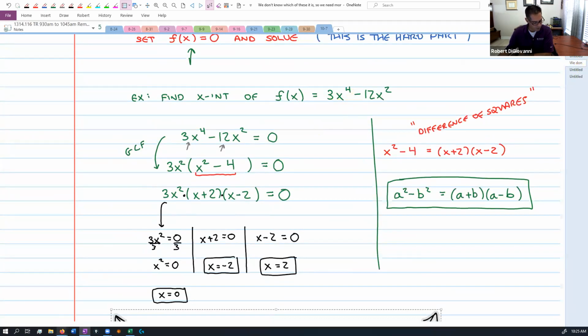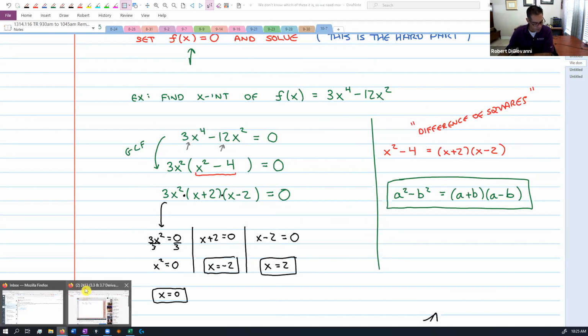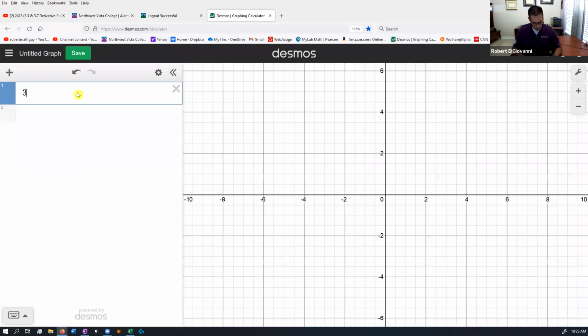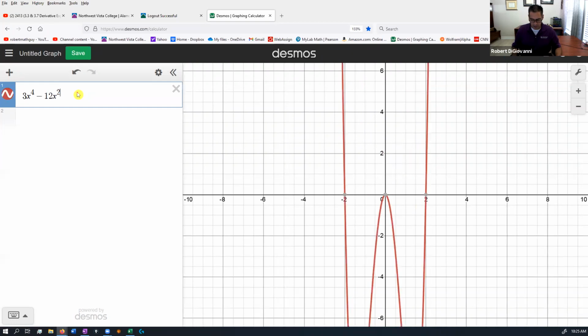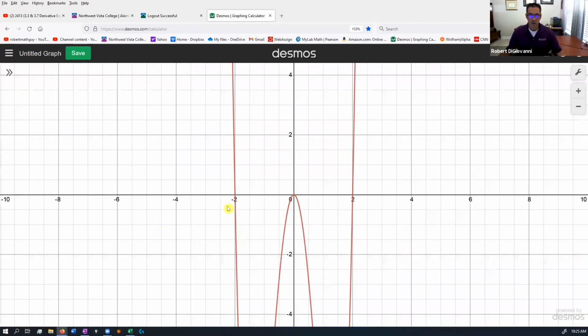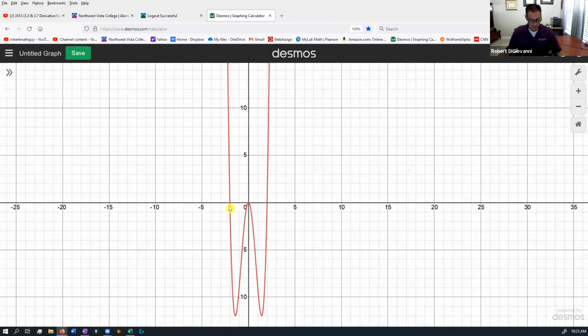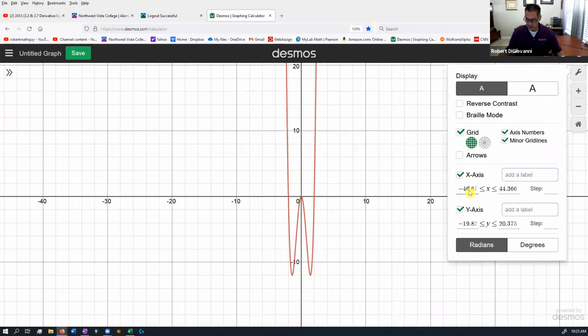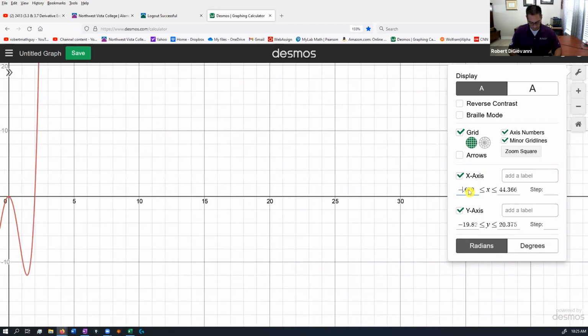3x to the 4th minus 12x squared. Okay, there's the picture from a website if I graph that function. Is this what ours looks like? Well, I'd have to zoom out a little bit, right? Does ours behave this way? Let me adjust it a little bit.